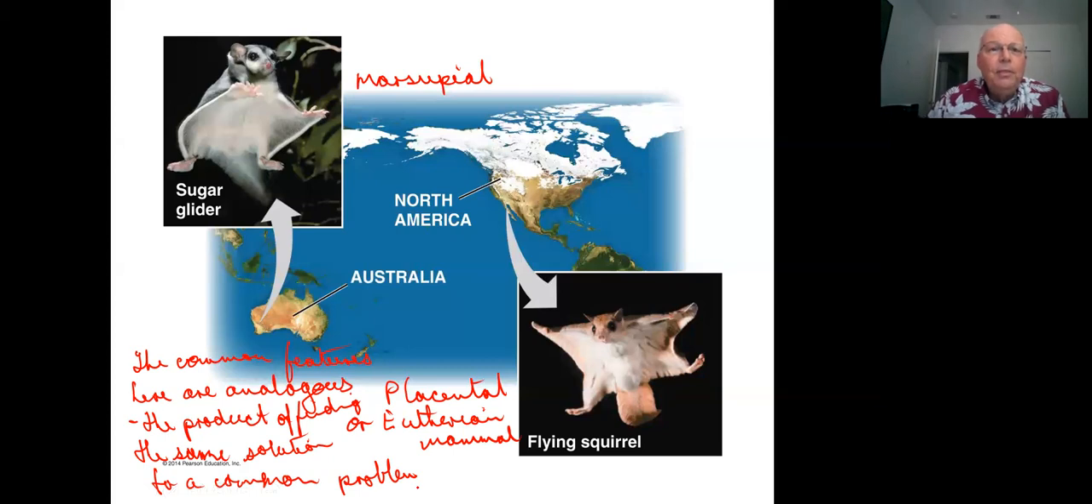So the reason why the sugar glider and the flying squirrel have common features is because they independently arrived at this same solution to the common problem of how do you fly between trees if you don't have wings. They use instead elongated skin pouches stretching between the forelimbs and the hind limbs. They jump out of the tree and spread their legs out, and they glide between the trees.